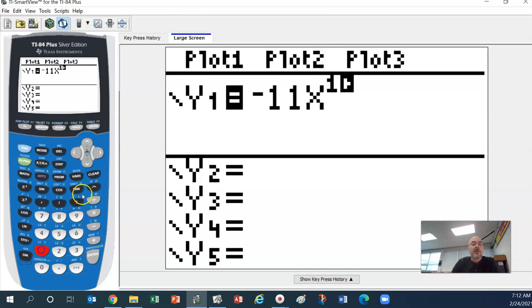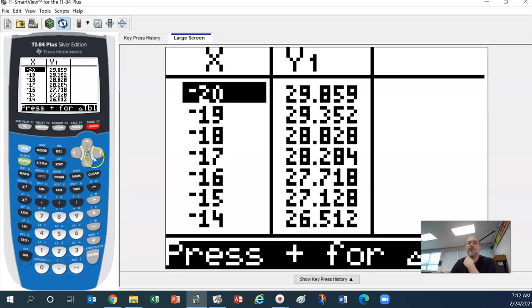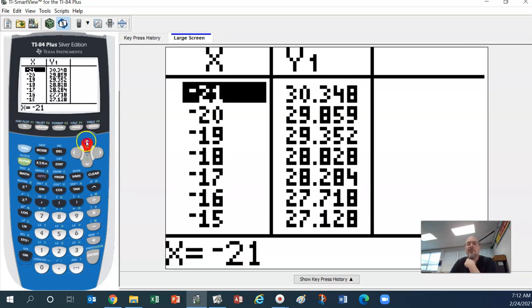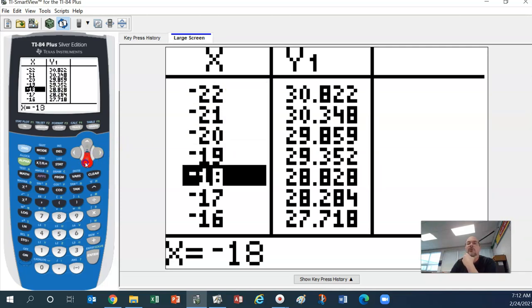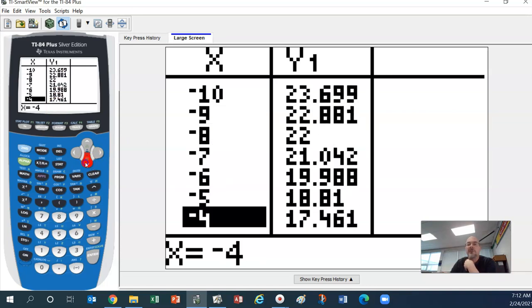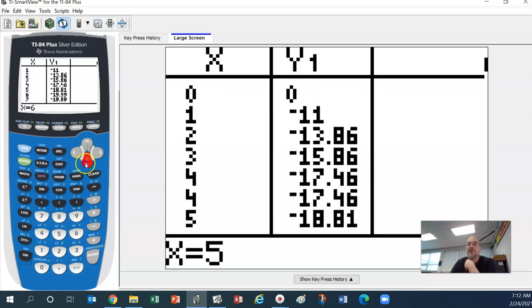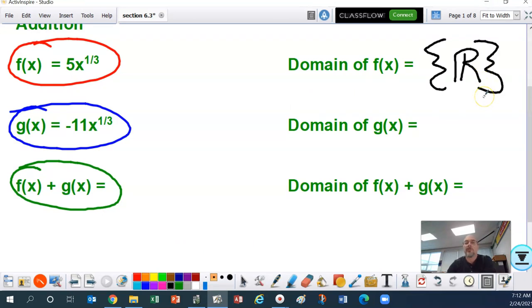Let's keep going here. I'm going to put in negative 11x to the 1/3 power. I'm going to look at the graph. There it is. Wow, that's a strange looking line. I'm going to take a peek at the table. Again, I'm looking: do all of these x values have a partner? I'm not going to scroll any further into the negatives, but I'm going to look at the positives. So far, everything looks like it's working. So I'm going to venture to say that, yeah, these are all real numbers also.